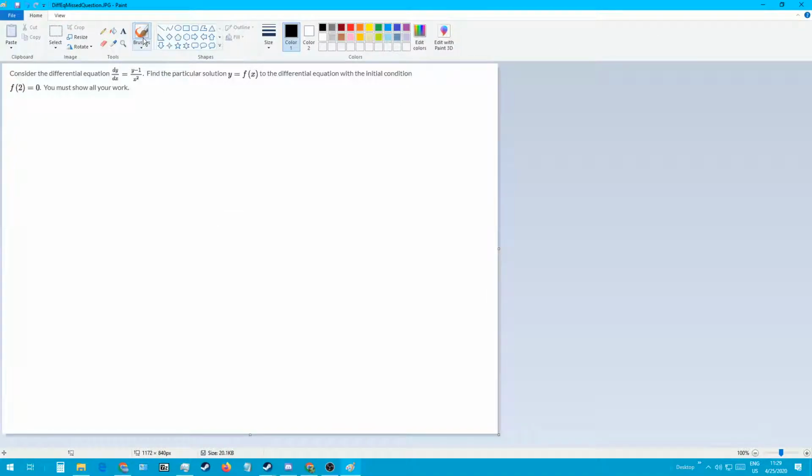So we have this differential equation, and it wants us to find a particular solution, y equals f of x, and we're given f of 2 equals 0. So first let's just rewrite this function. Minus 1 equals x squared. We multiply both sides by dx.